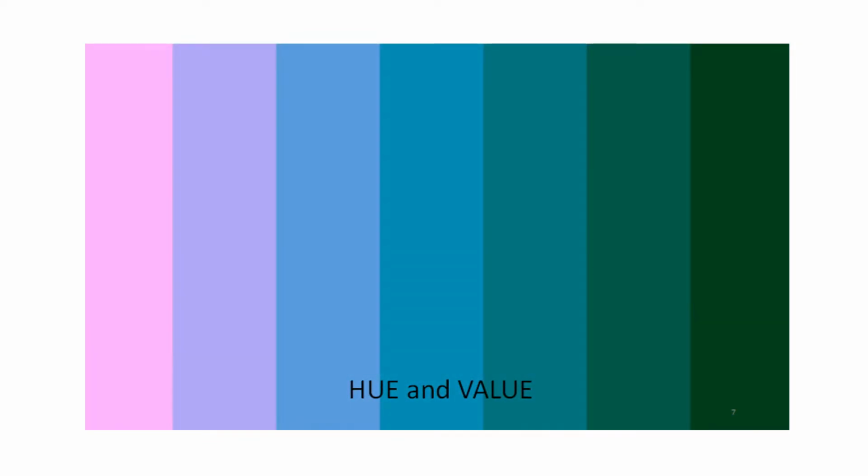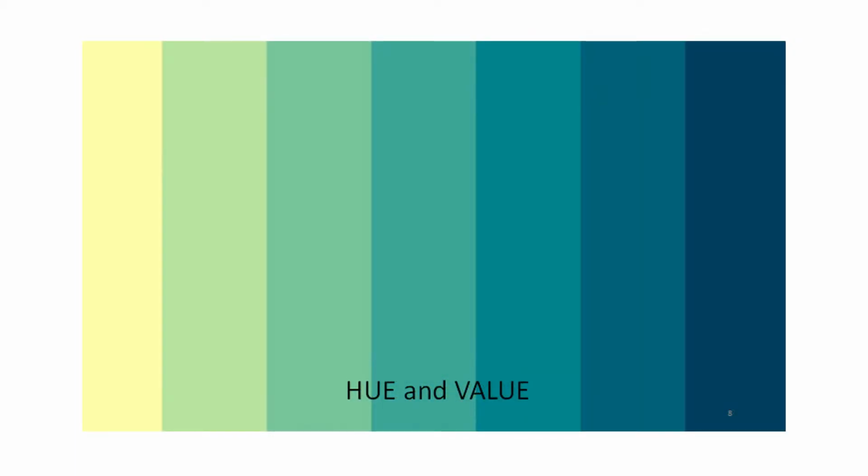Another example of a progression using both hue and value. You see that the light blue turns into a very dark green, and so this is change in value, light to dark, and change in hue, blue to green. Another example, the pale yellow turns into a muted blue. So there is change in hue, change in value. The yellow is very light, the blue is dark, and the saturation here is constant. All these colors are muted colors.